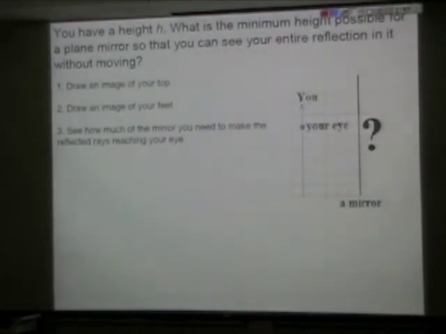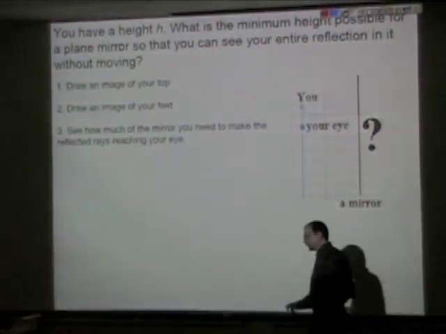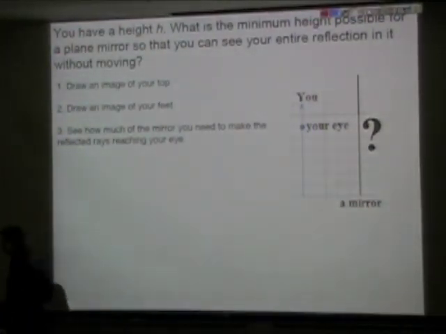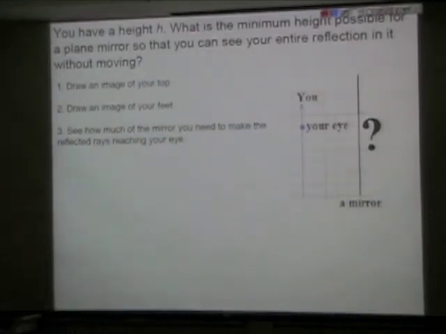So you see the same mirror, different people. So the size of the mirror matters. And this is the question. Well, actually, two questions we have to answer. First of all, what is the minimum size of that mirror you can use to fit your image completely? And second, how is it supposed to be placed, because it also matters.